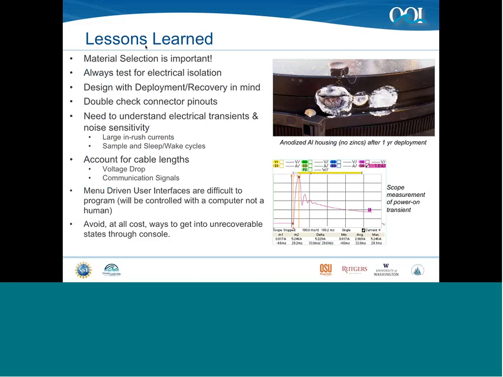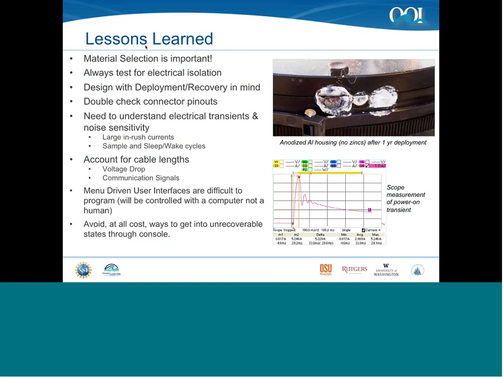So what have we learned so far through this process? Quite a bit. I think most people who have put anything in the water know that material selection is important. You see there on the right-hand side an image of an anodized aluminum housing after 1 year. Luckily it didn't leak, but there was some pretty nasty pitting, some of it close to an O-ring.